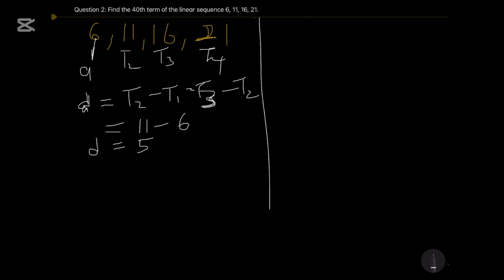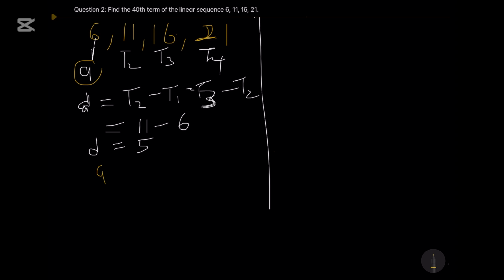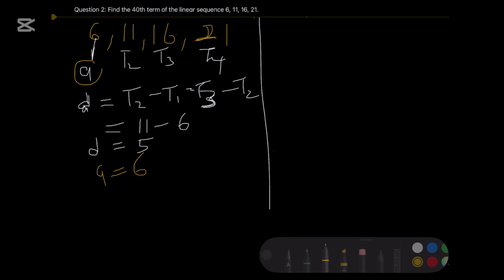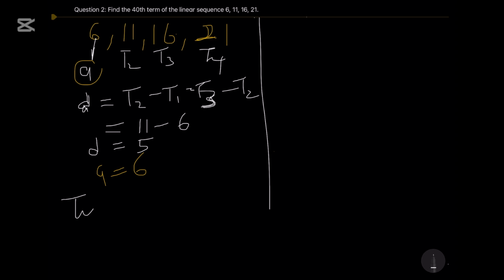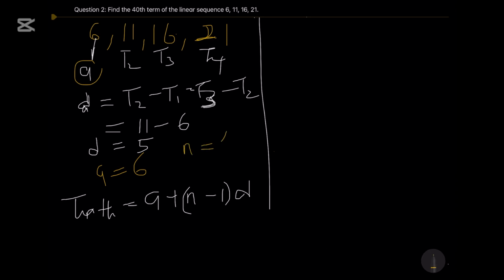Now we know our common difference, and our first term A is equal to 6. So we have our first term, we have our common difference, and the formula for the nth term of an AP says A plus (n minus 1) multiplied by D. That's what our formula says. Now what term did it say? It said find the 40th term. So since it is the 40th term, our n is 40.